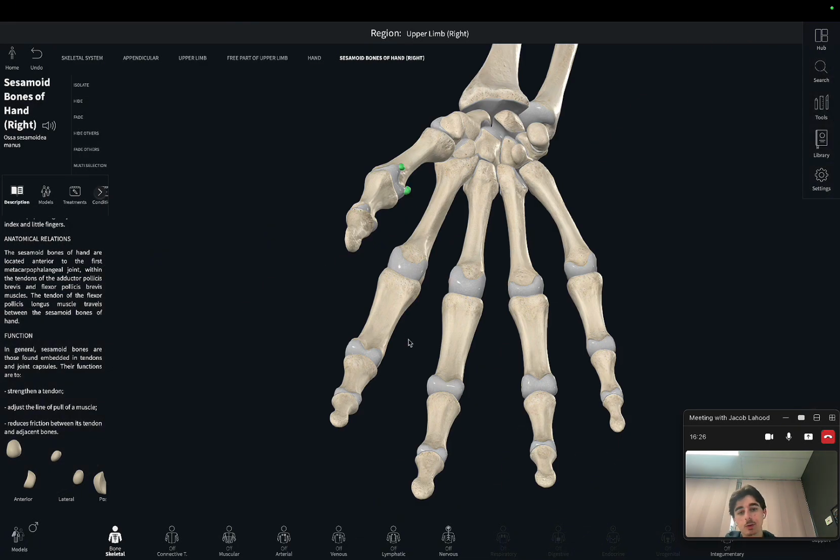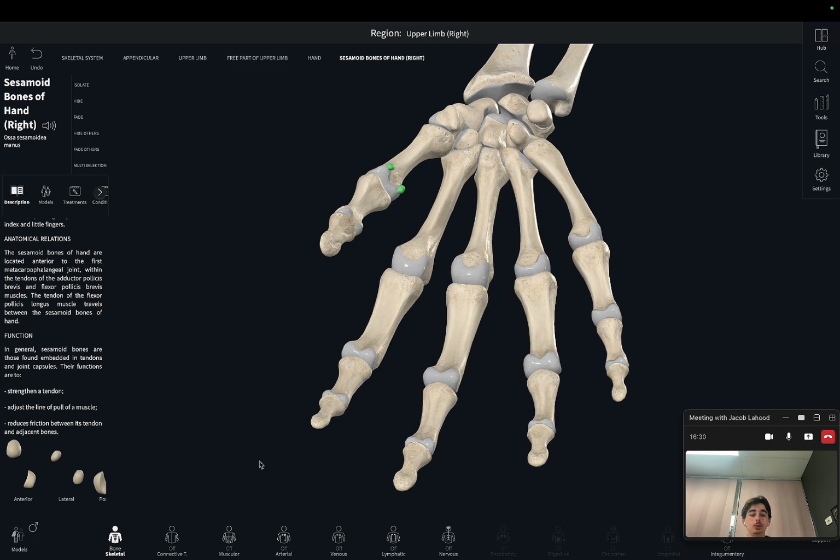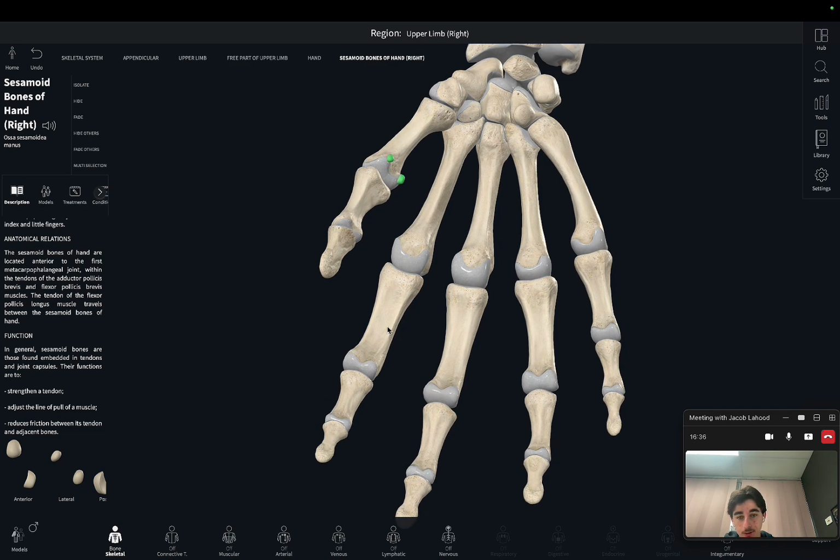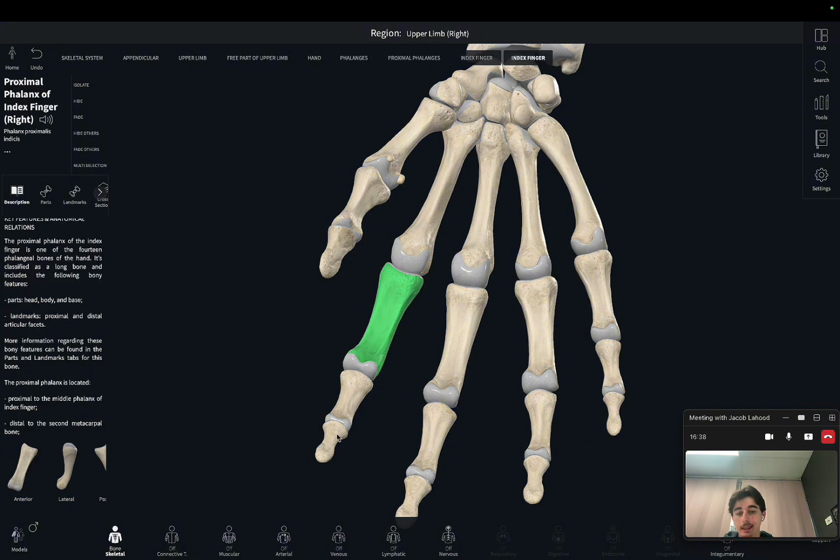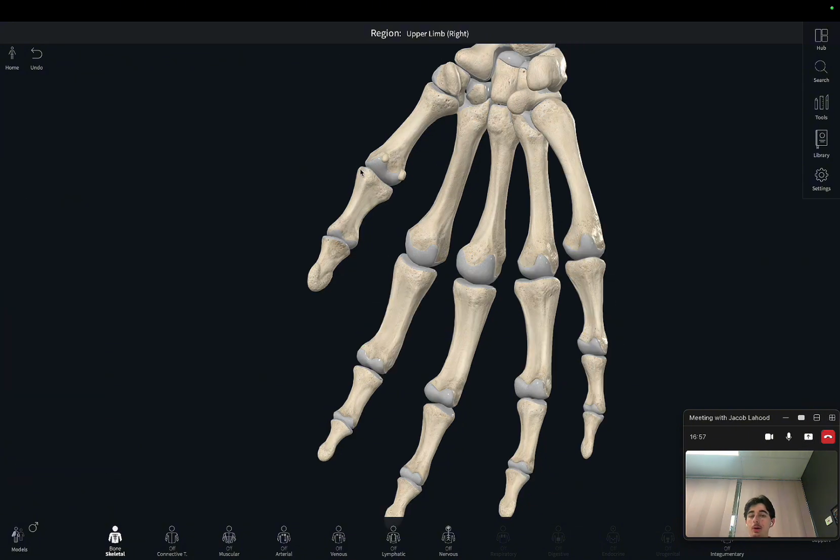Moving on from this, we can move to the phalanges. So we can see that digits 2 to 4, from the index finger to the small pinky finger, have 3 phalanges. So we've got the proximal, middle, and distal phalanx. Digit 1 though, the pollex, only has 2. It's only got a proximal and a distal phalanx.